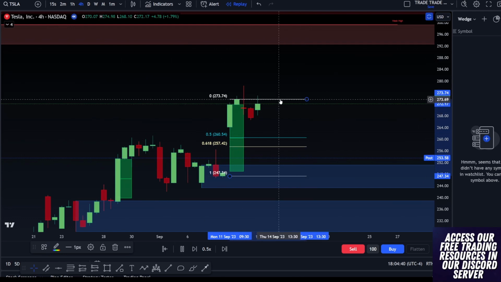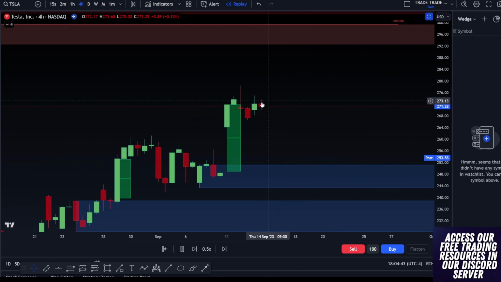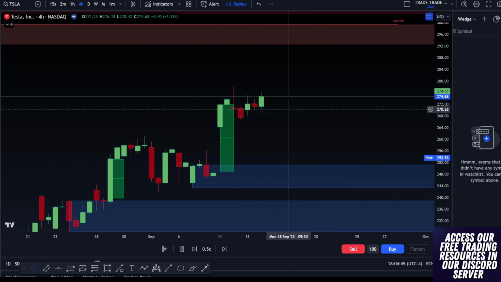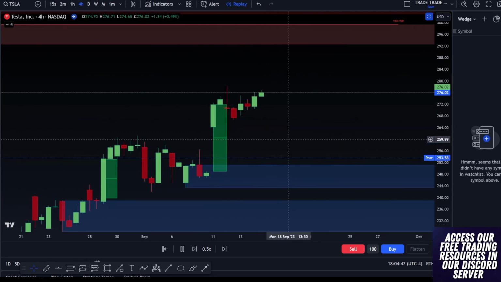But as we allow this to play out, you'll also notice that as we start to sit, a big bearish order block, I believe, comes in pretty soon.